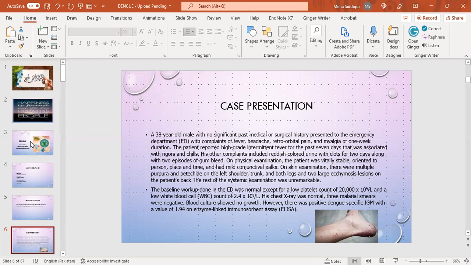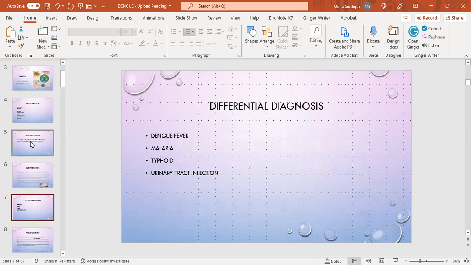His chest X-ray was normal. 3 malaria smears were negative. Blood culture showed no growth. However, there was positive dengue-specific IgM with a value of 1.94 on ELISA. So the differential diagnoses pointing toward this case scenario were dengue fever, malaria, typhoid, and urinary tract infection.